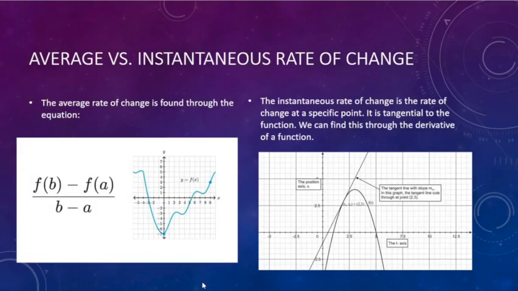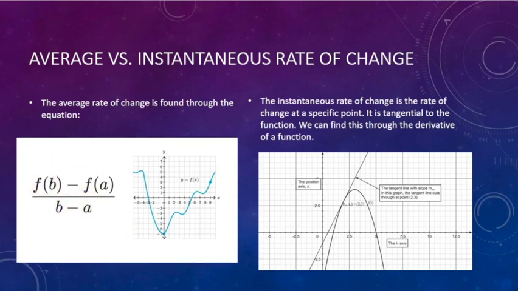Okay, so that brings us to average versus instantaneous rate of change. And what does that really mean? The average rate of change is going to be found through this equation, which you might recognize as the change in y over change in x. And this is just in a different form, plugging the x values into the function.